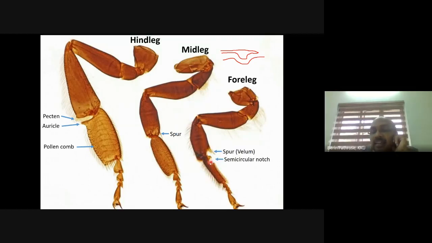it will keep its antennae inside this semicircular notch, and it will close the semicircular notch with the spur, and it will draw the antennae through this semicircular notch. While it draws the antennae through the notch, with the spur pressed into the semicircular notch, it will remove all the pollen grains attached to the antennae. So this modification is used for antenna cleaning, the foreleg of honeybees is for cleaning of antennae. I think it is clear. I will describe it again.